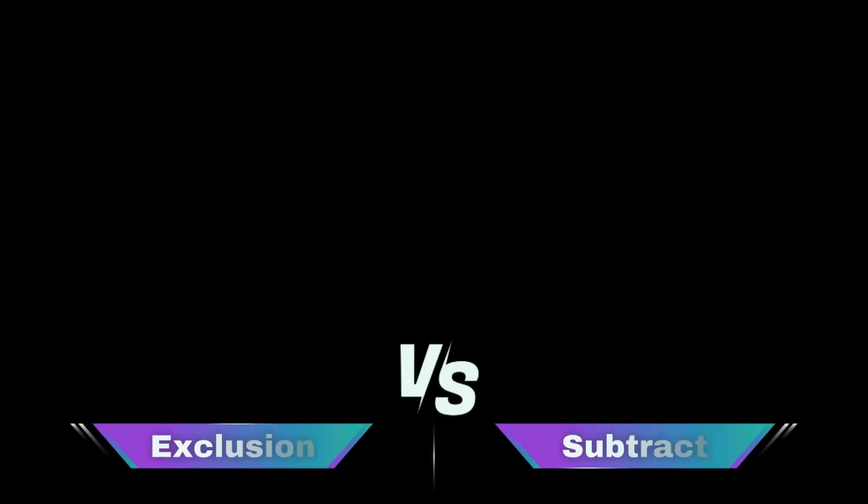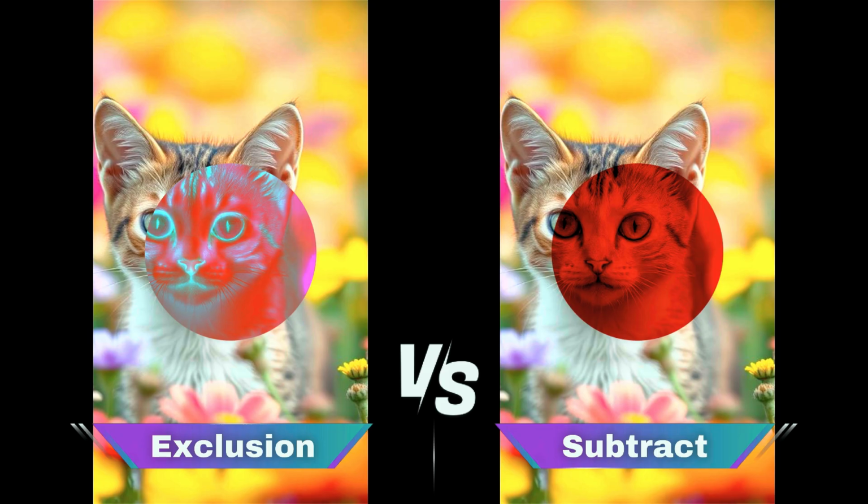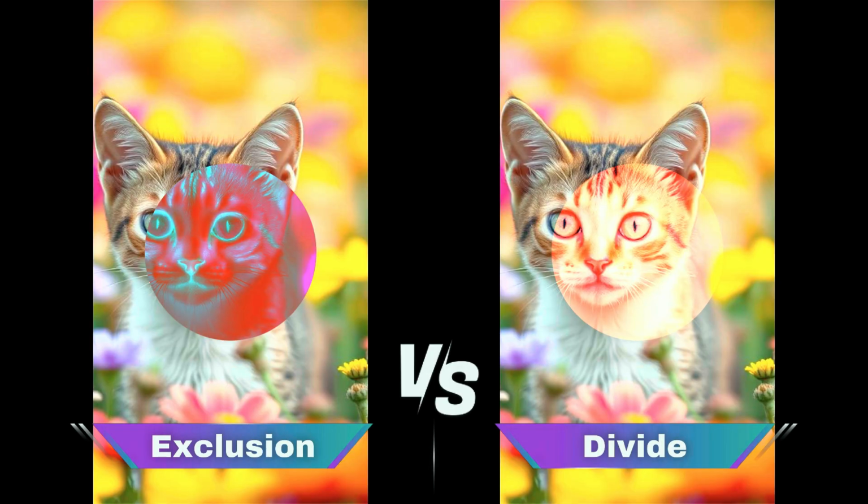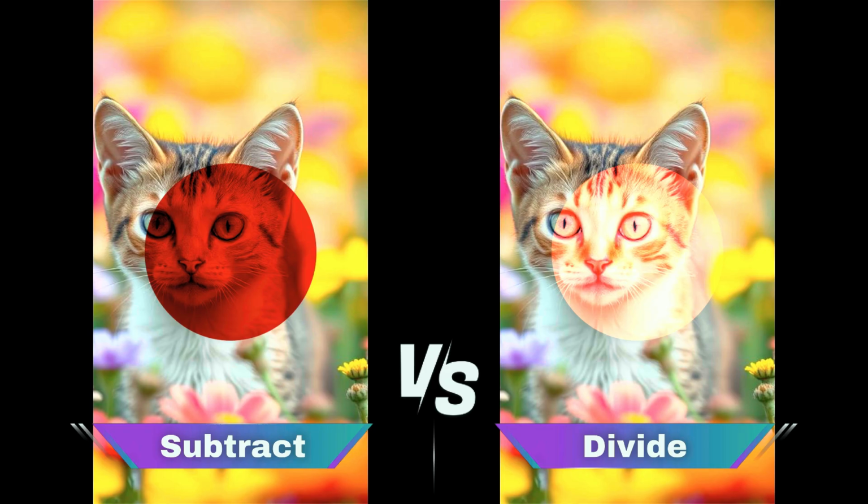Exclusion versus subtract. Exclusion produces muted inversion, while subtract removes brightness into shadows. Exclusion versus divide. One is subtle inversion, the other is strong brightening. Subtract versus divide. Subtract pulls down into darks. Divide pushes up into lights, opposites in behavior.